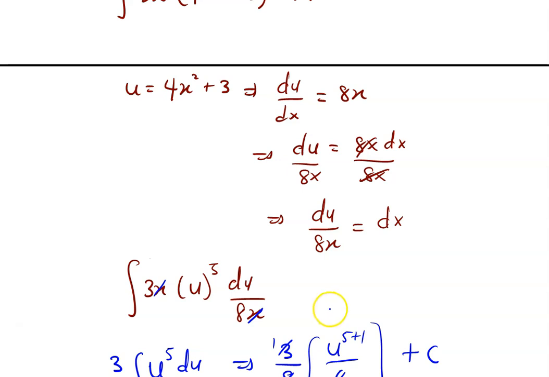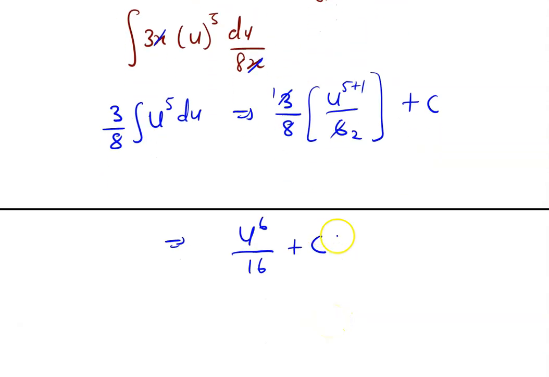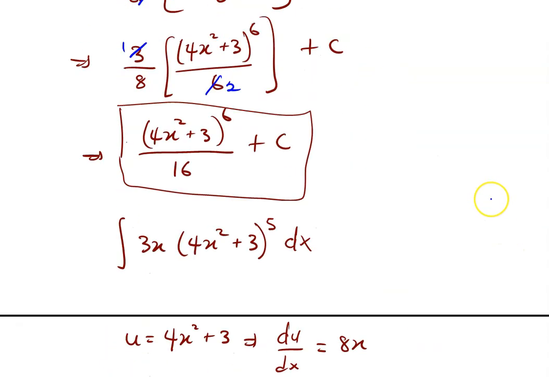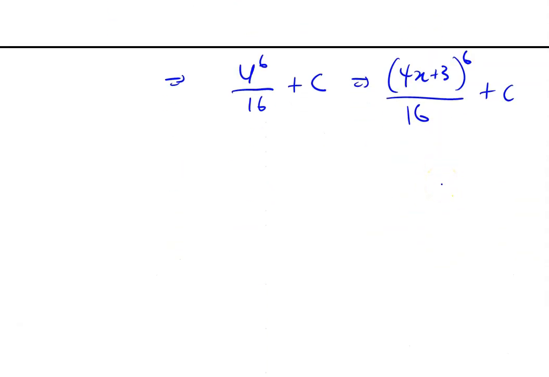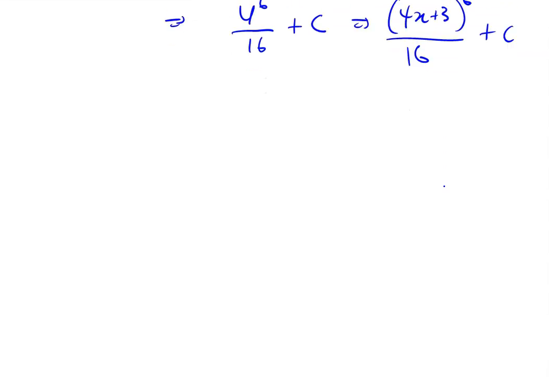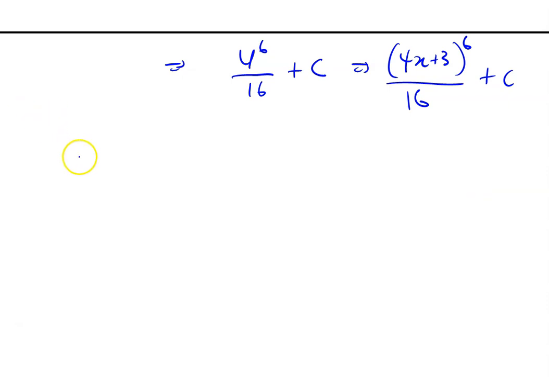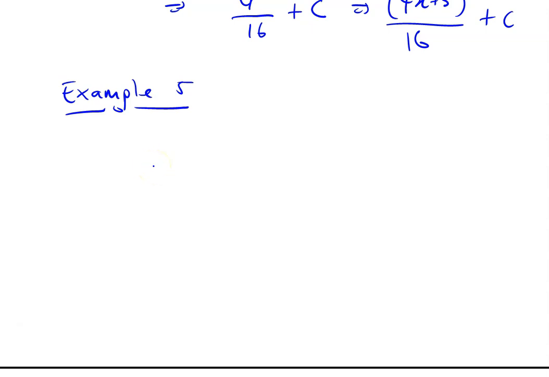And what is u? u is giving us 4x squared plus 3. So at the end, I'm going to get 4x squared plus 3 all exponent 6 divided by 16 plus c, which is the same as the shortcut method. So it's always good to know the shortcuts. Once you know the shortcut, it's easy to move on, right? Let me solve the last one using the shortcuts. Maybe I might continue with the long procedure for the sake of time, right? So let me solve that one with the shortcuts, and if I still have time, I'll move on to the long procedure.